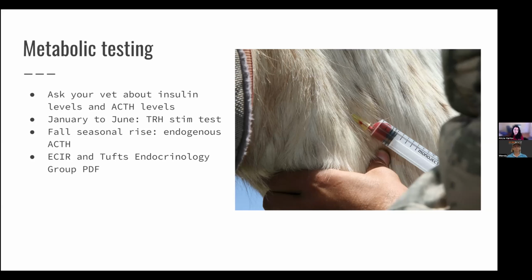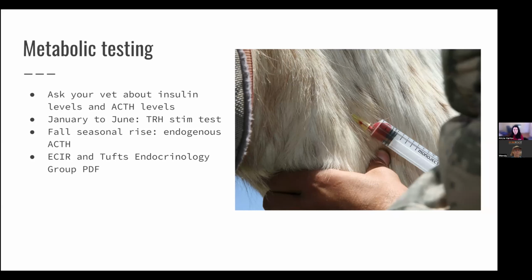Two really good resources for blood work. ECIR is the Equine Cushing's and Insulin Resistance Group. They are a free volunteer group online. It's ecirhorse.org. They are fantastic, and they want to help any single owner of a metabolic horse to prevent laminitis. They're so helpful. They have really good metabolic testing protocols.